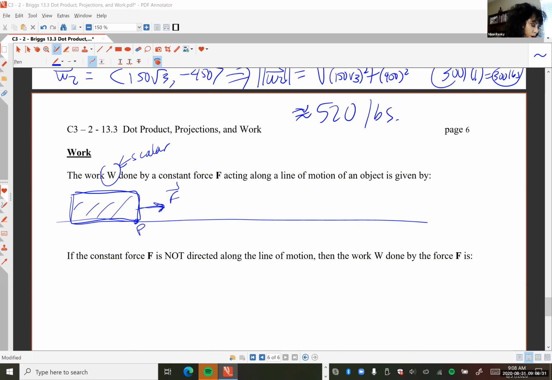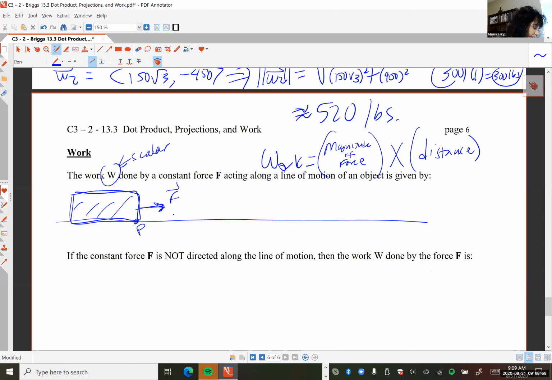So folks, when you get work, there has to be some motion involved, otherwise no work is being done. So it's found by the magnitude of the force, and the force has to be in the same direction as the motion. And if it isn't, you want the component that's going in the same direction of motion, multiplied by the distance that an object moves.